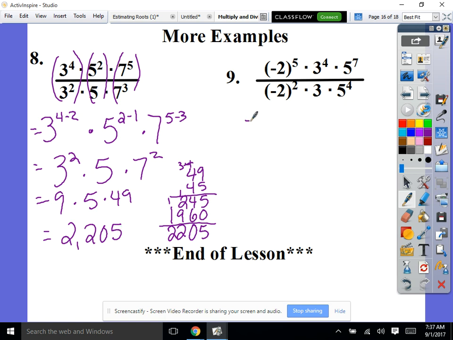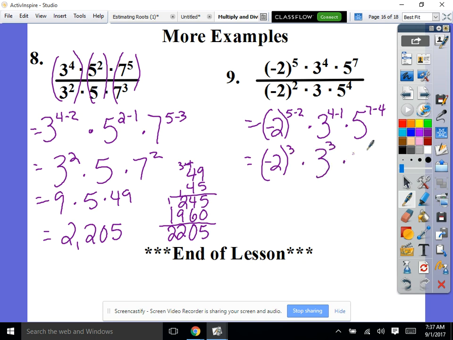Okay, now we have negative 2 to the 5 minus 2 times 3 to the 4 minus 1 times 5 to the 7 minus 4, which gives us negative 2 to the 3rd times 3 to the 3rd times 5 to the 3rd. Negative 2 to the 3rd is negative 8 times 27 times 125. And I'm going to let you multiply that and we'll talk about it tomorrow. That's the end of our lesson.